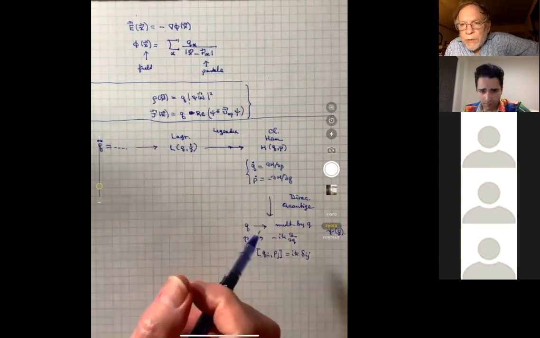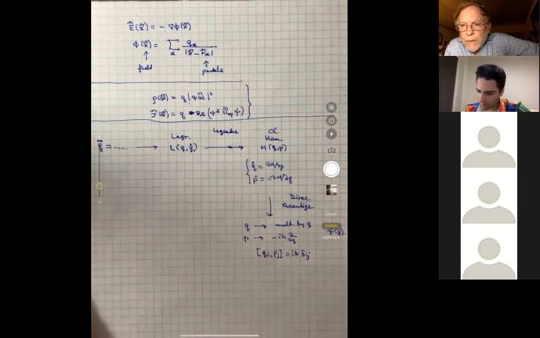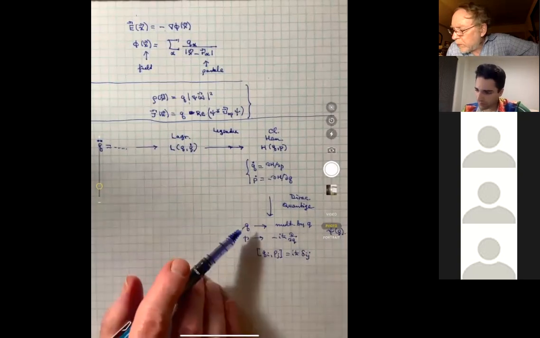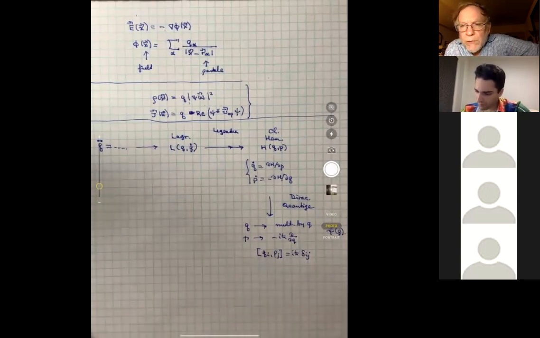So this is the prescription which works for mechanical systems. By the way, it actually only works if the q's and p's are rectangular coordinates. If they're spherical or cylindrical coordinates or something, then this doesn't work. I mean, you can do it, but it doesn't give the right answers.